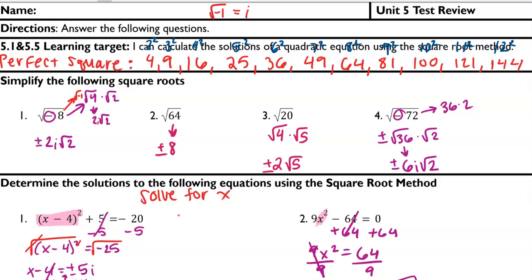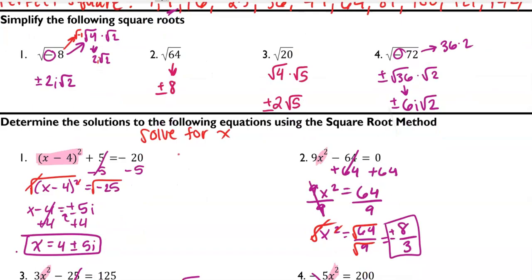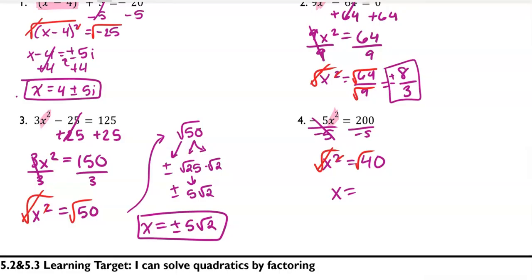I get a decimal, no good. 40 divided by, let's try 9, decimal, no good. 40 divided by 4, that's an obvious one, 4 and 10. So we can say plus or minus the square root of 4 times the square root of 10. So our final answer is plus or minus 2 square roots of 10.